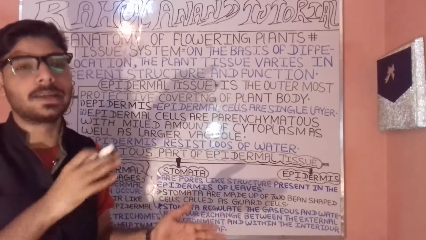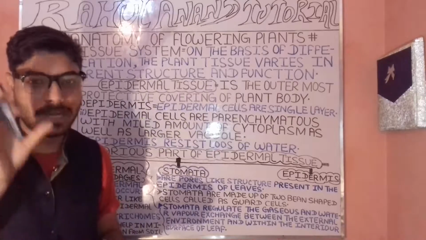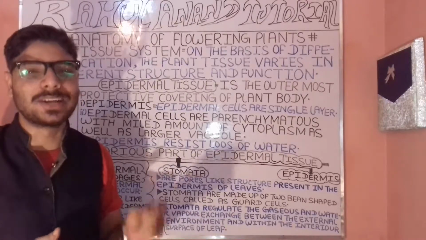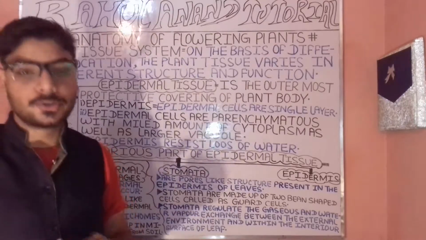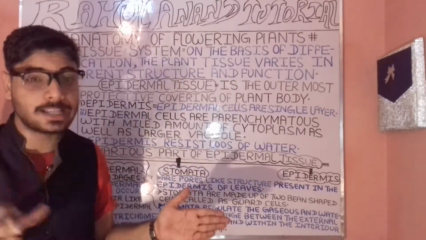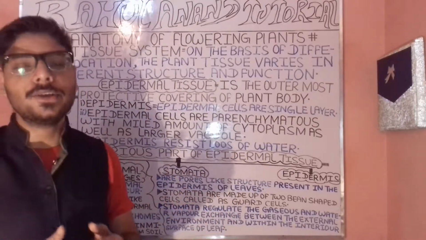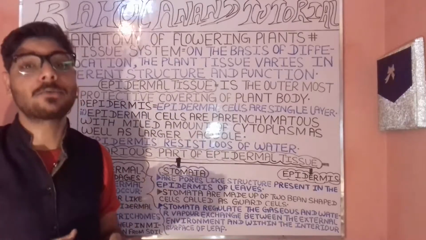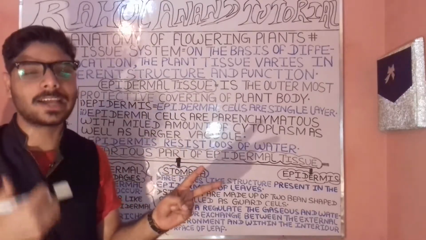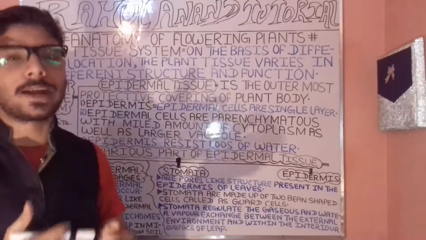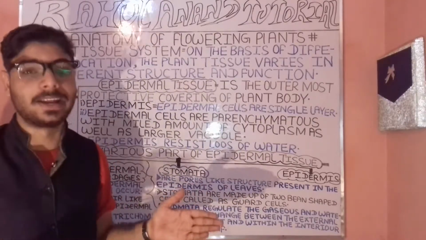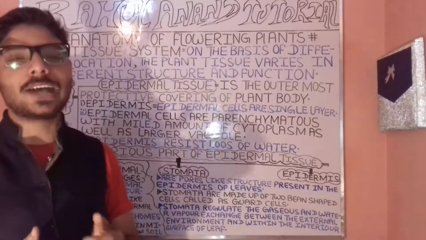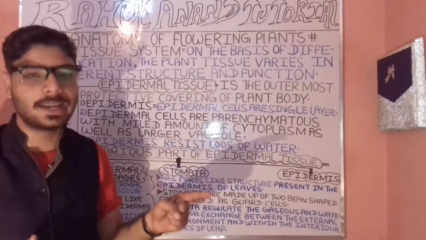Remember, we have the meristematic tissue, which comes under the primary tissue. After that you have the secondary tissue. In the primary tissue we have the intercalary meristem, and in the second case we have the lateral meristem.